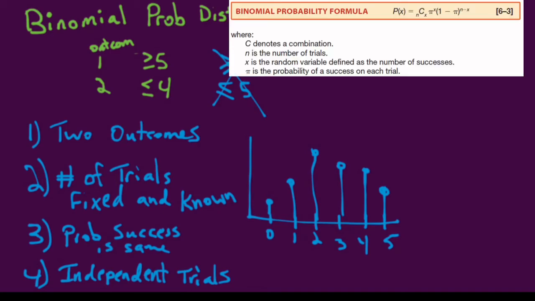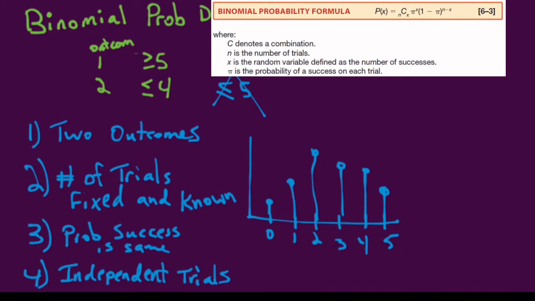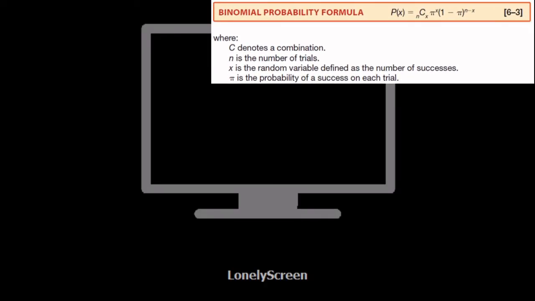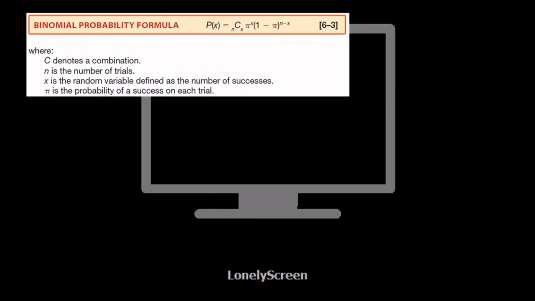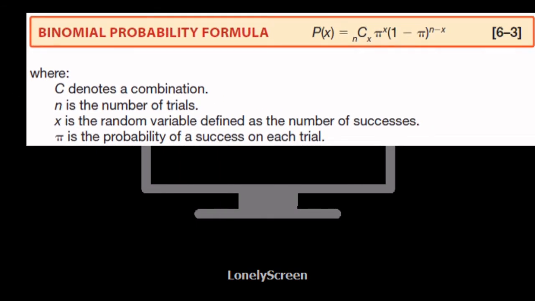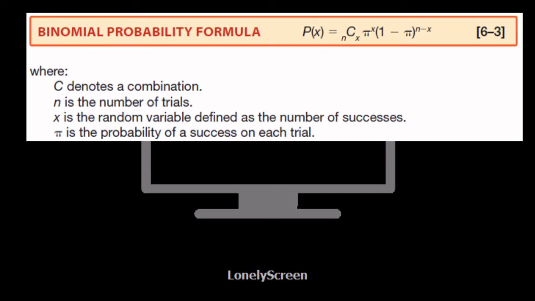We can find that with the binomial probability formula, which again looks very gross, and we'll walk through this in another video. So we'll blow that up. The probability of X is equal to the combinations formula, which we did in chapter 5, and then what's new here is pi raised to the power x, and 1 minus pi raised to the n minus x.